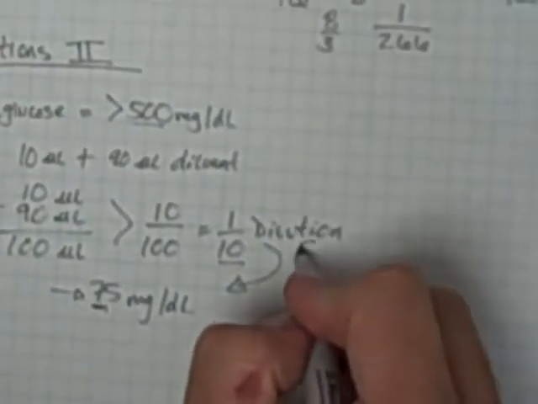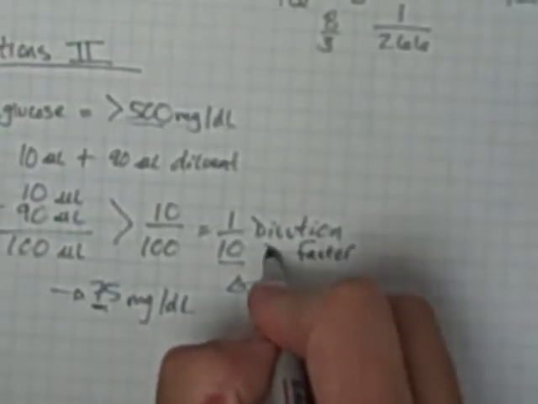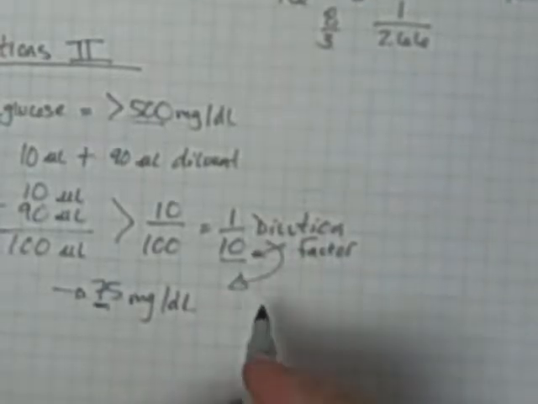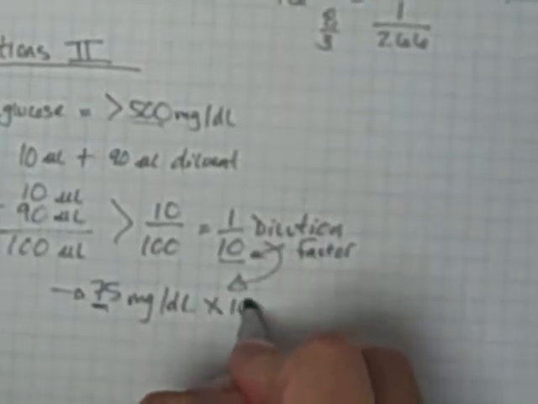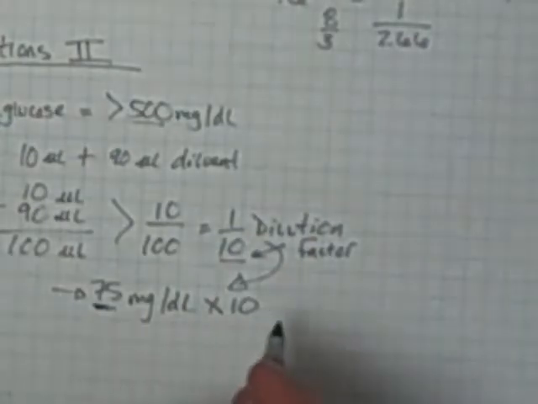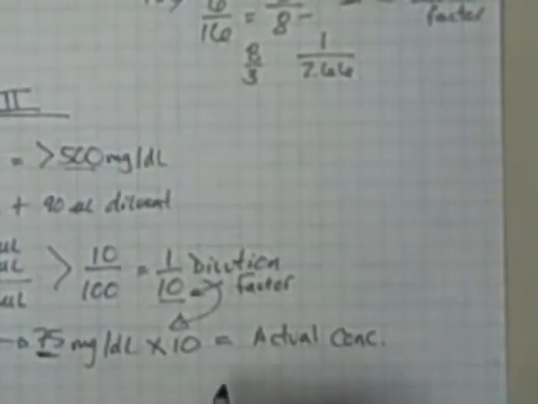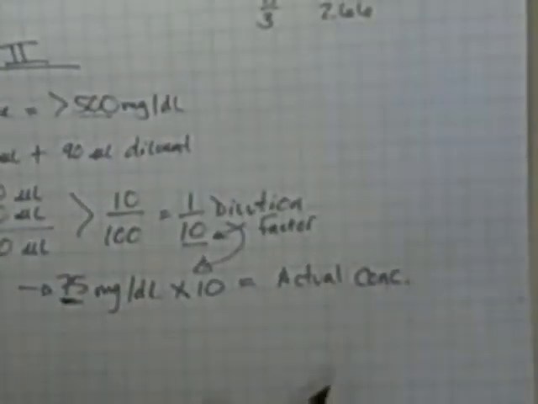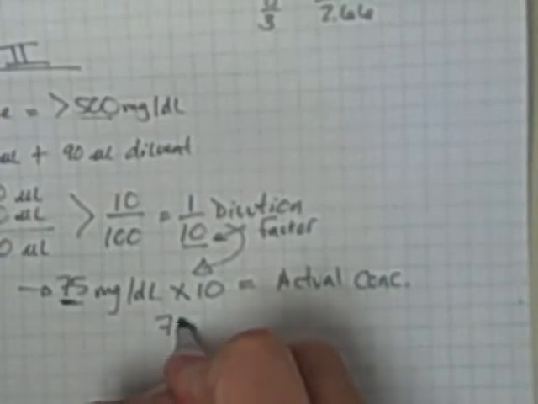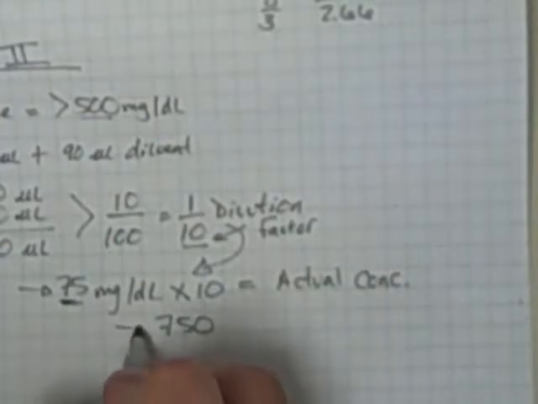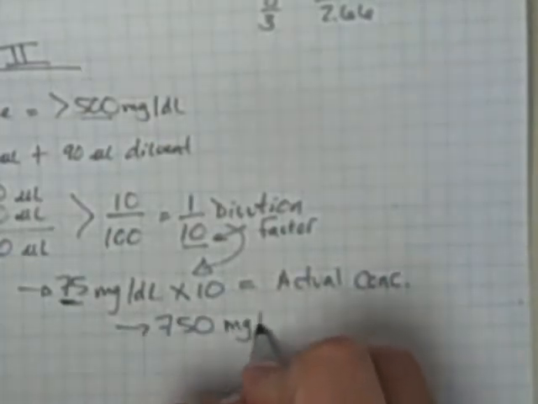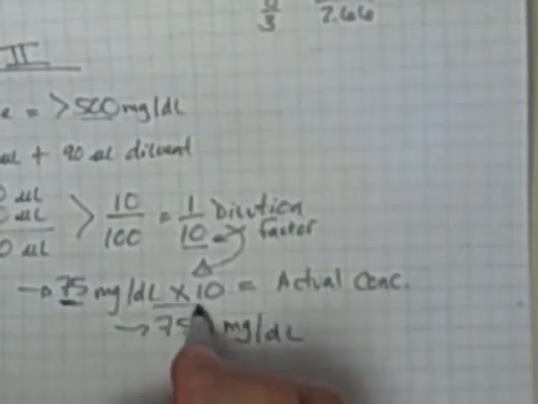That's where the dilution factor comes in. This bottom number, the dilution factor, is what I use to multiply what the instrument gave me to give me the actual concentration. So in this example, I would multiply this out and I see, hey, my actual patient concentration was 750 milligrams per deciliter.